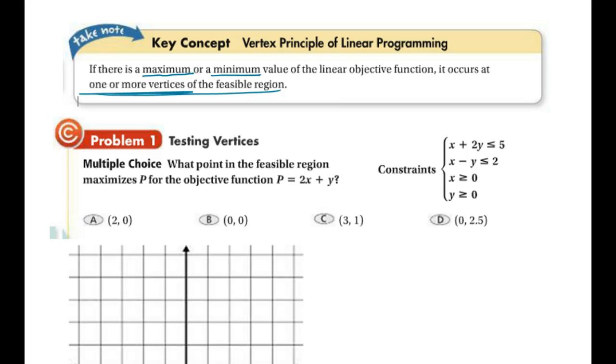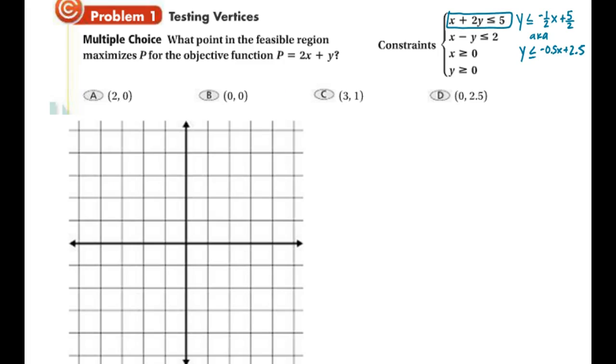So now let's dive into example 1 and learn how to solve a problem using linear programming by testing in the objective function all of the vertices of the feasible region. So here in example 1, we need to figure out what point in the feasible region maximizes the function p for the objective function p = 2x + y.